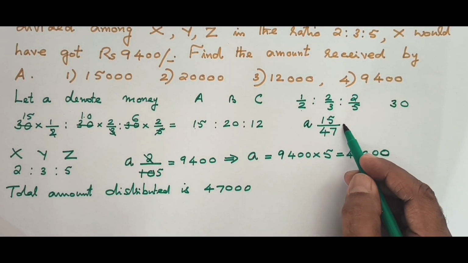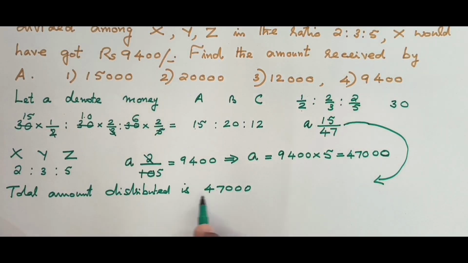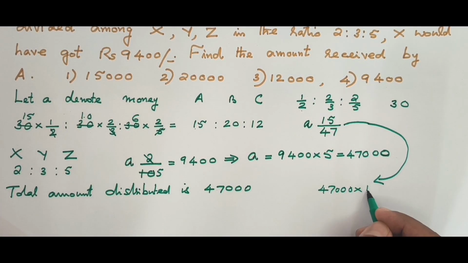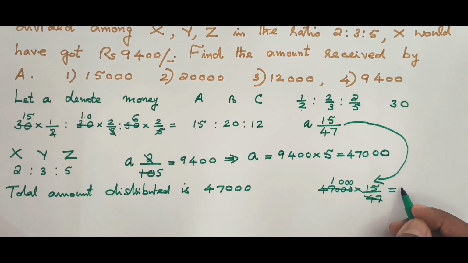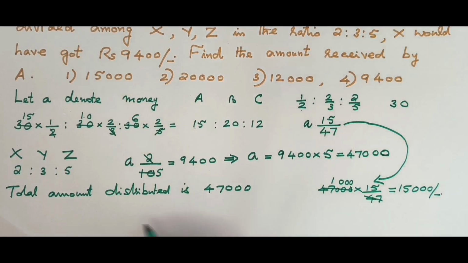And the question is about finding the amount received by A, the person A. And that's found to be this. So instead of A, let me substitute 47,000 here, multiplied by 15 divided by 47. 47 gone here once. So you have 15,000. This is the amount received by A, which is given as the first option in the problem.